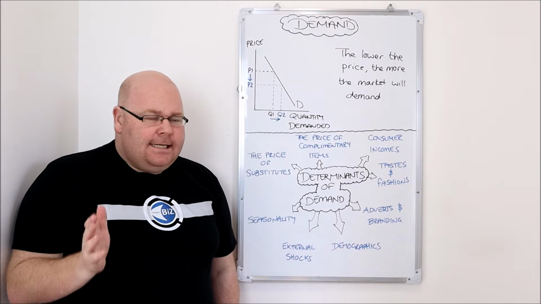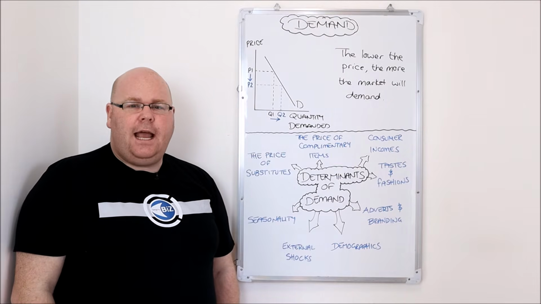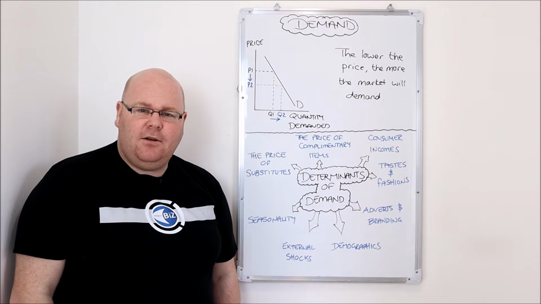In this A-level revision tutorial we're going to be investigating the topic of demand. Now, demand is the number of consumers who are willing and able to purchase a product at the price that it is for sale at.